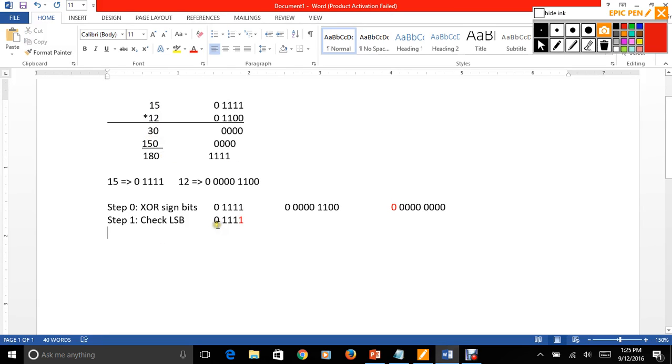So step 2, if it is 1, then add the product to the multiplier, right? So we're going to add it over here, and you don't have to rewrite everything else. Over here, this becomes 0, 0, 0, 0, 0, 1, 1, 0, 0, right? See how that worked? Because we're adding 12 here.